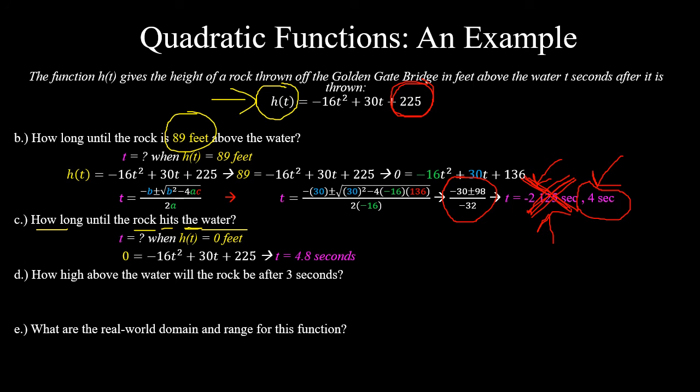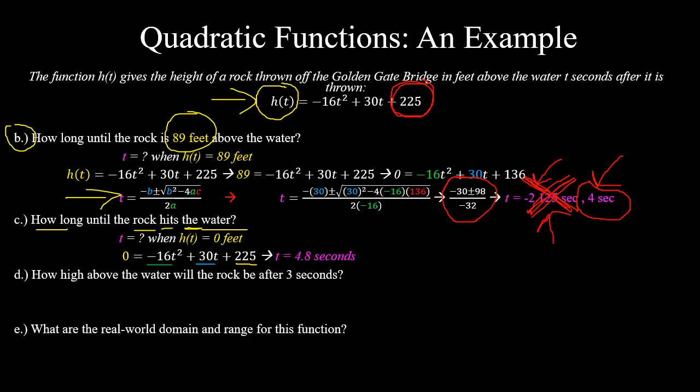So 0 equals negative 16t squared plus 30t plus 225. Now we're back to our original a, b, and c. Our a is negative 16, our b is 30, and of course our c is 225. We would do the same exact thing that we did for letter B. We're solving for time again, so we need to plug into the quadratic formula, only now our a is negative 16, our b is 30, and our c is 225.